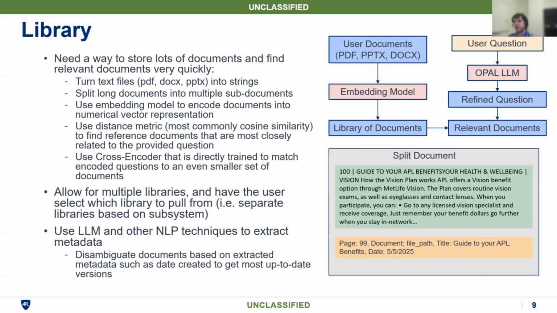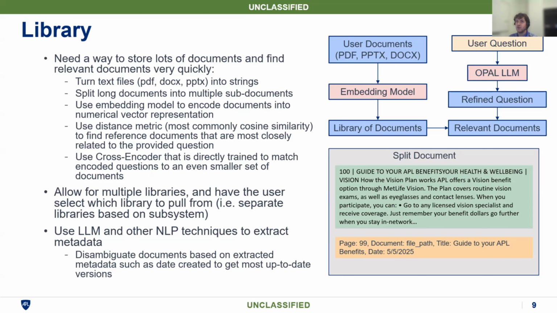So the reason we have it is to separate libraries based on subsystem. But you can imagine the larger the library is and the more diverse its information, or even if you have lots of very similar information, but there's a ton of documents that are just slightly different from each other, that can hurt performance some. So we allow users to split it out, and that makes it a little bit easier to actually retrieve the document that's correct. And then we use LLMs and other NLP techniques to actually extract metadata.